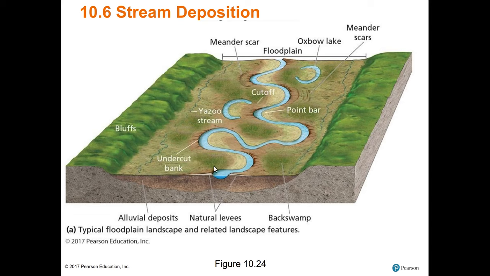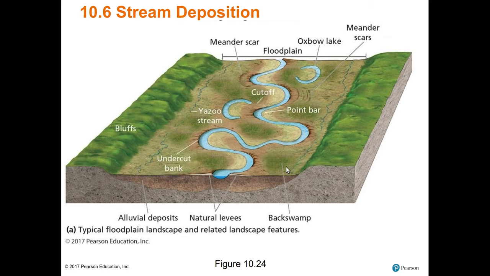The fact that the levees get higher, and so the banks of the river get higher every time it floods, can create what are called Yazoo streams. So if this was a stream that would like to flow into this river, but it can't because it can't flow over the levees, it's a Yazoo stream. So you can see the Yazoo stream couldn't flow up and over here because there's levees, might be able to flow in here at some point.